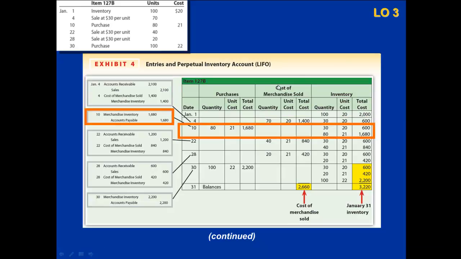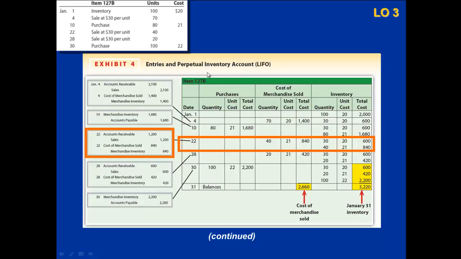Next thing that happened was that we purchased 80 units at $21. So now we have the two categories. We have these inventory items that we had purchased first. These are the older ones. Then, more recently, we purchased these 80 units at $21. So we have our two categories.